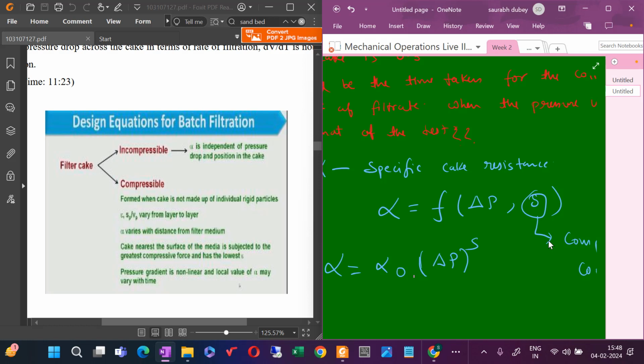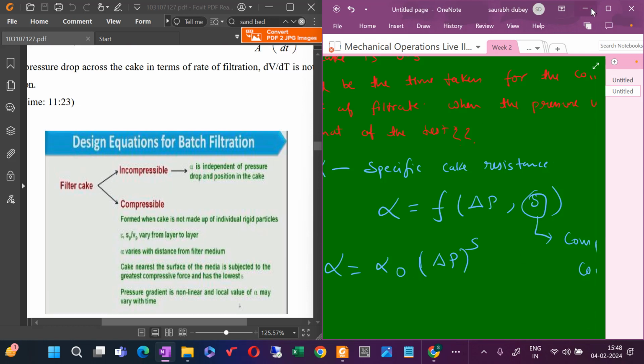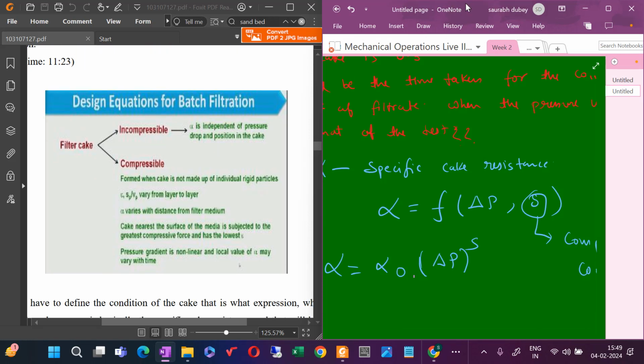Compressible is what? Formed when the cake is not made up of individual rigid particles. For sand and such, most of the time incompressible is the situation, but it is not the same for the compressible situation. Alpha varies with the distance from the media. Cake nearest to the surface of the media is subjected to the greatest compressive force and has the lowest void. I will pose a question on this later, after this question.